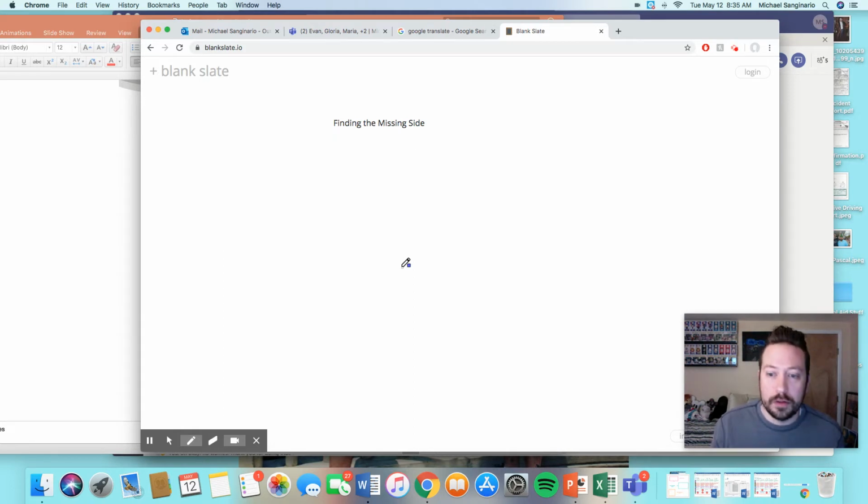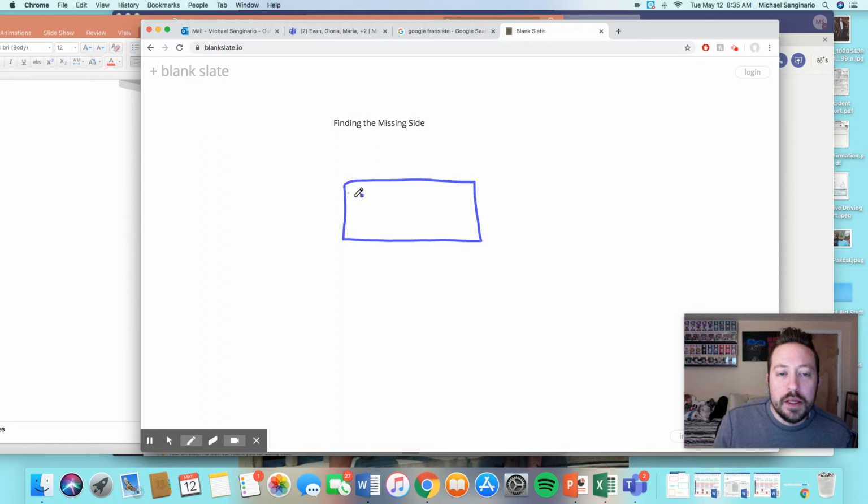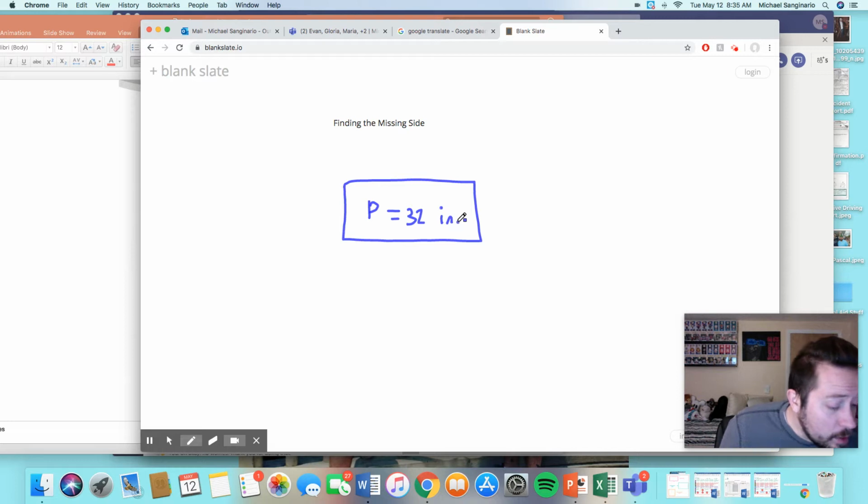So just looking at my examples here, if we have a rectangle and the perimeter, I'm just going to put P for perimeter. Say the perimeter is 32 inches, okay? And we know that one of the measurements, we'll say the width here is 4 inches. Well, they want to know what is the length. What does this length equal? Okay?